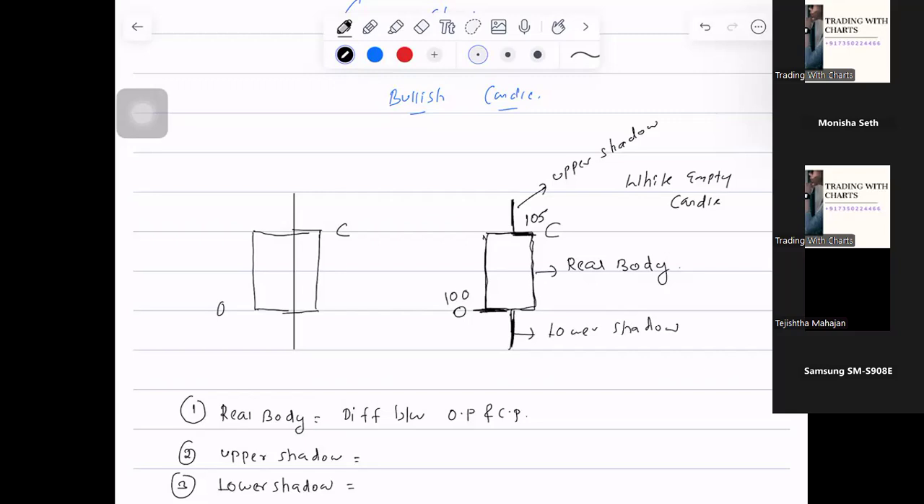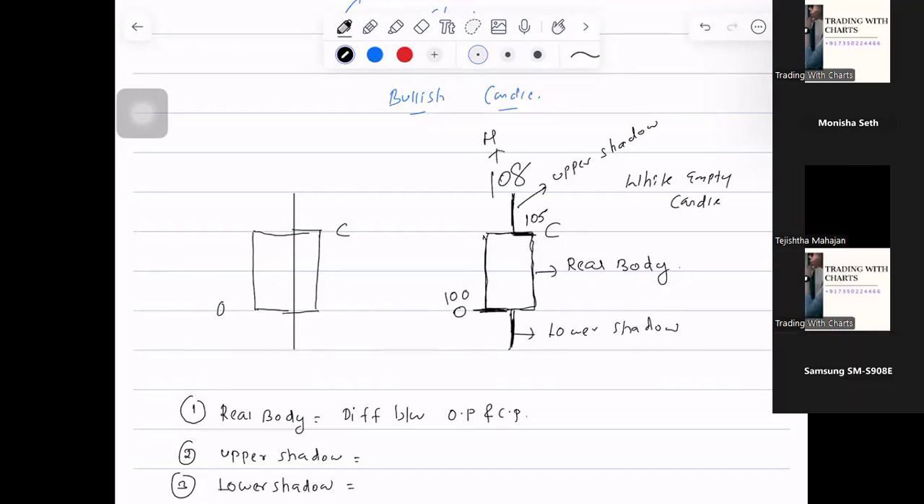The upper shadow will give you information about the day high. In this case, the price closed at 105, but before closing at 105, how high had the price gone? Let's say the price made a high of 108. So 108 is the day high, and this line will be termed the upper shadow. In the same way, the lower shadow will give you information about the day low. The price opened at 100, but after opening at 100, how far down did the price come? Let's say the price came down to 97. So this 97 is called the day low, and this line will be termed the lower shadow.